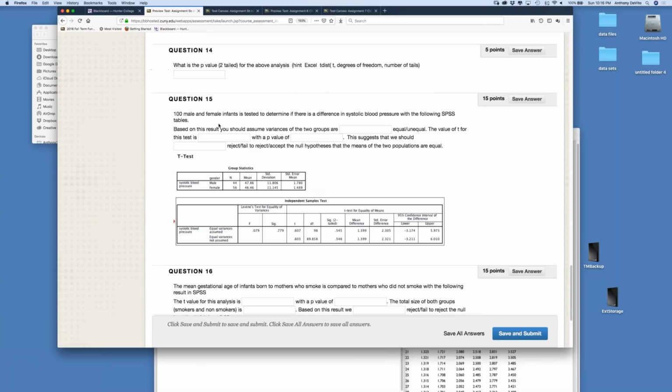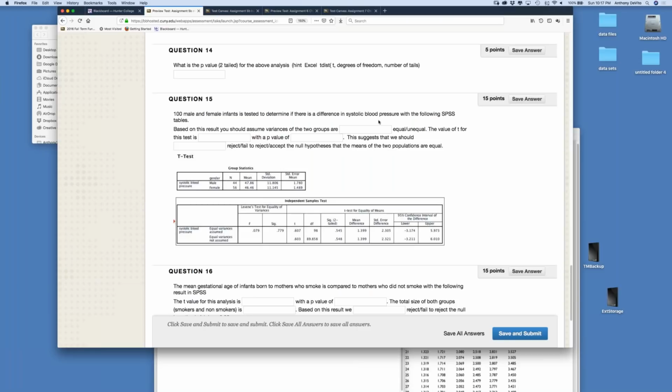100 male and female infants are tested to determine their difference in systolic blood pressure with the following SPSS table. So in this case, rather than give you a SPSS file to do a calculation, I've actually given you the output table. I'll do that sometimes if I'm concerned that the machines might not be that reliable in class. So you might get a file that you need to do the analysis on, or I might give you tables like this in the exam.